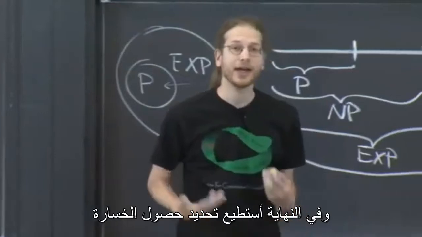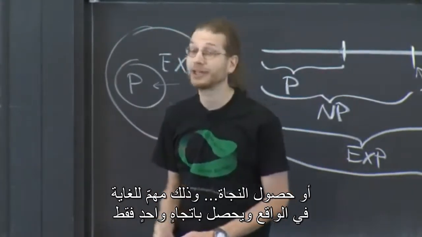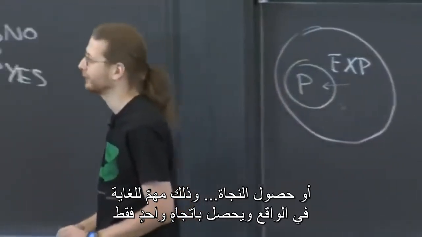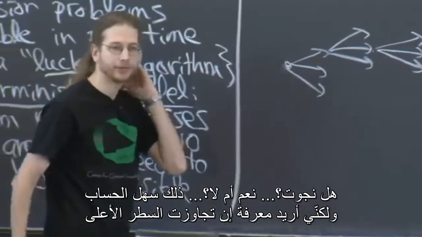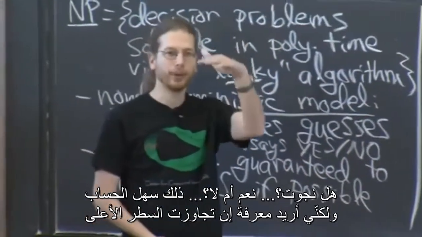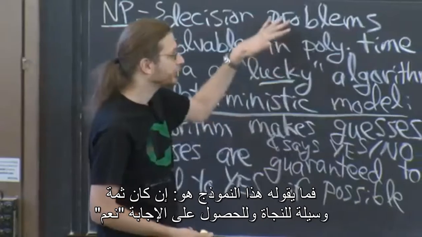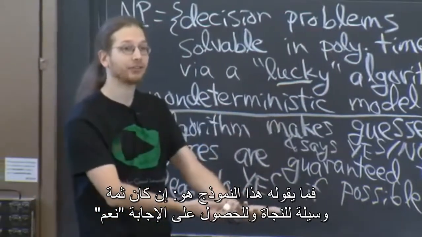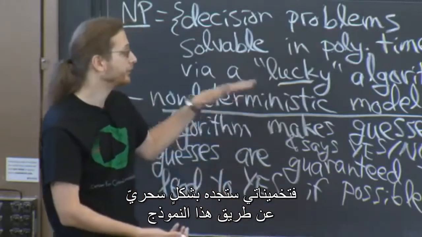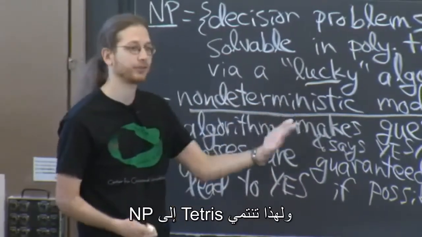And then at the end, I determine, did I die? Or rather, did I survive? It's important, actually. It only works one way. Did I survive? Yes or no? And it's easy to compute. I just see, did I ever go above the top row? So what this model says is if there was any way to survive, if there's any way to get a yes answer, then my guesses will find it magically in this model. Therefore, Tetris is in NP.